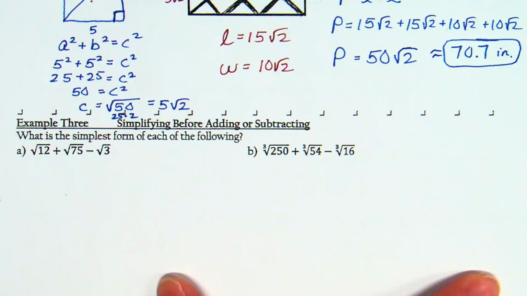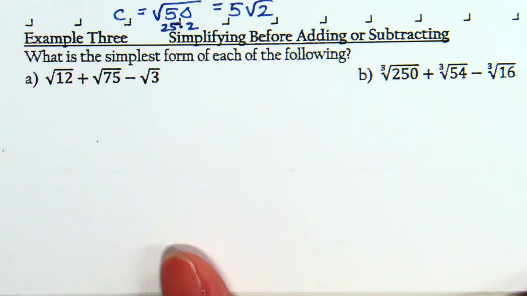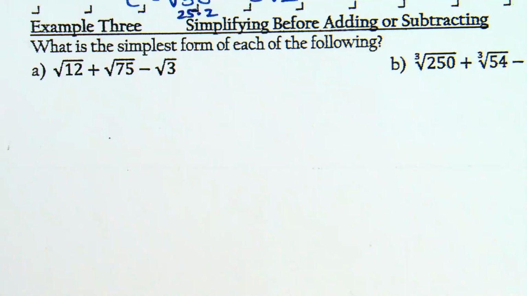Moving along then. Example 3. Square root of 12 plus square root of 75 minus square root of 3. Okay, so in the form it's in, can I add those radicals? No, because they're not like radicals. I'm going to tell you up front.